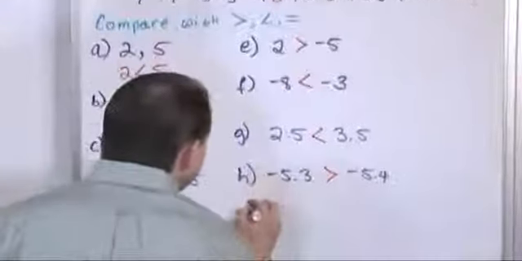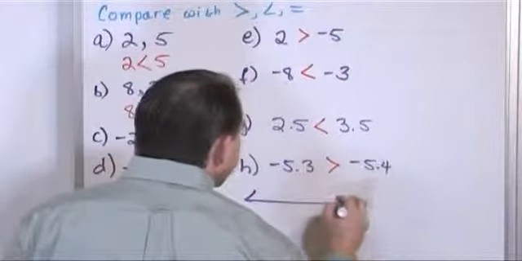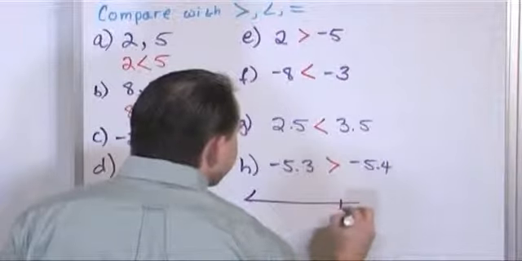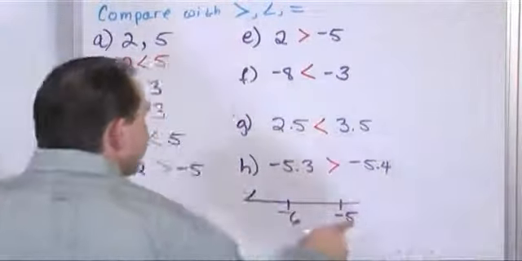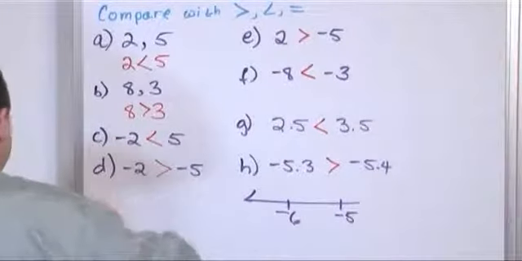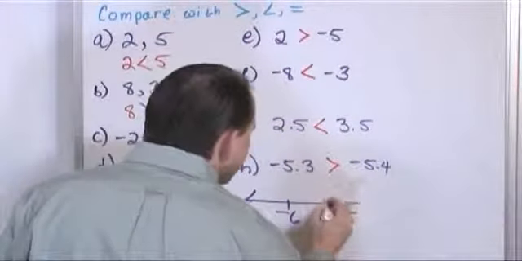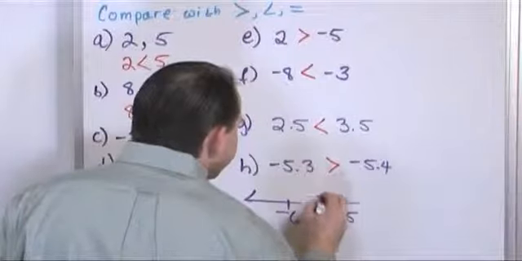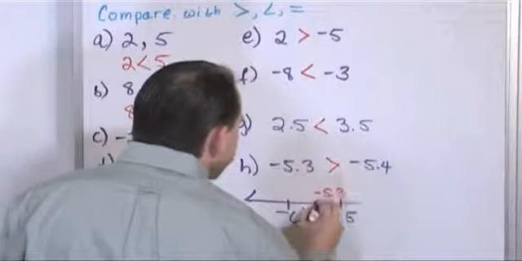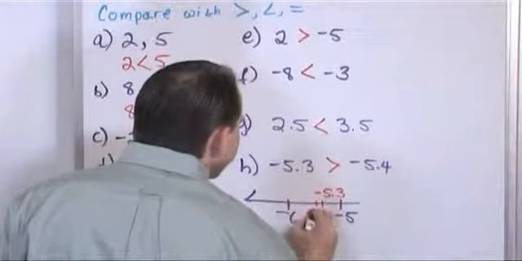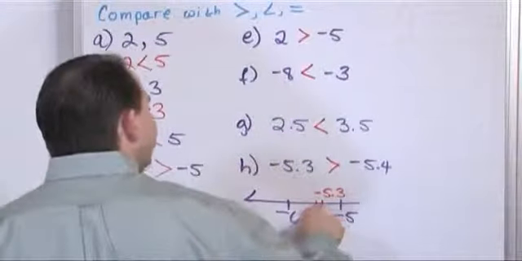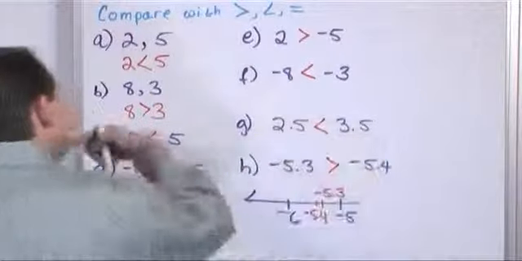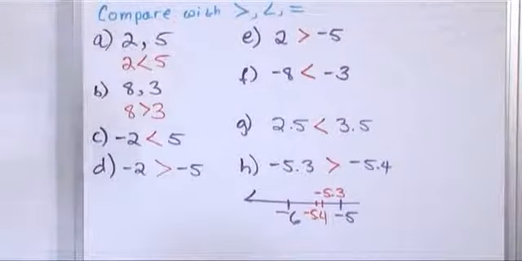Just to make it totally clear, if you were to blow up the number line here, and let's say this is -5, and this is -6, you know? So 0 is over here, -5, -6, -7. So what you have here is, this would be like -5.3, and right here would be like -5.4, a little bit farther that way. So -5.4 is actually the smaller number because it's farther that way. It's farther negative.